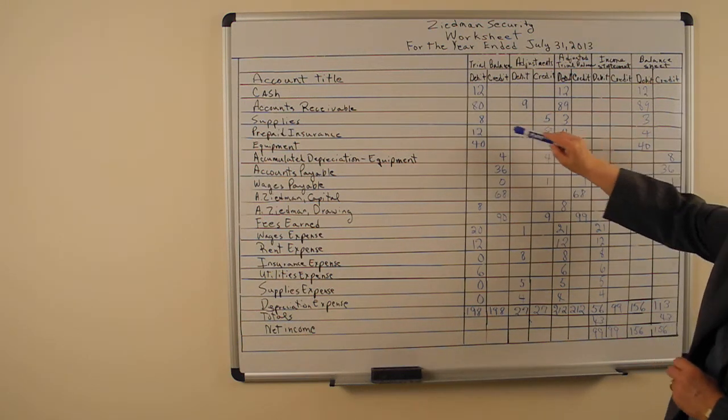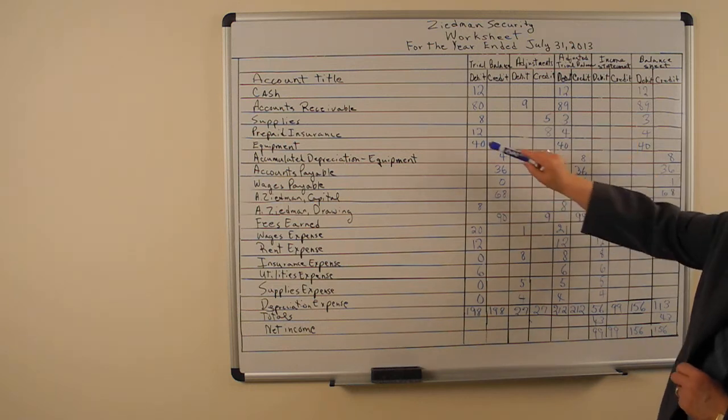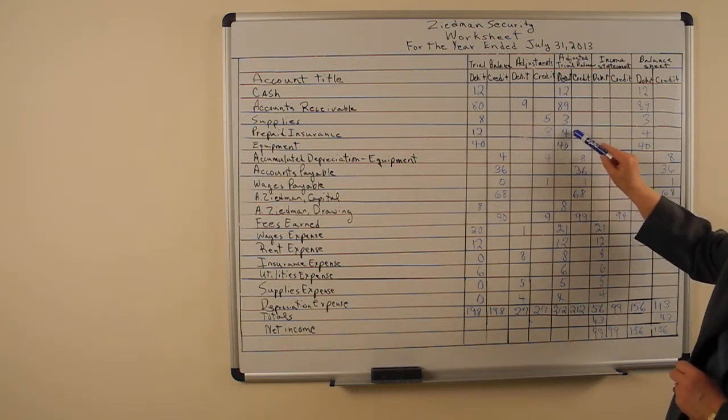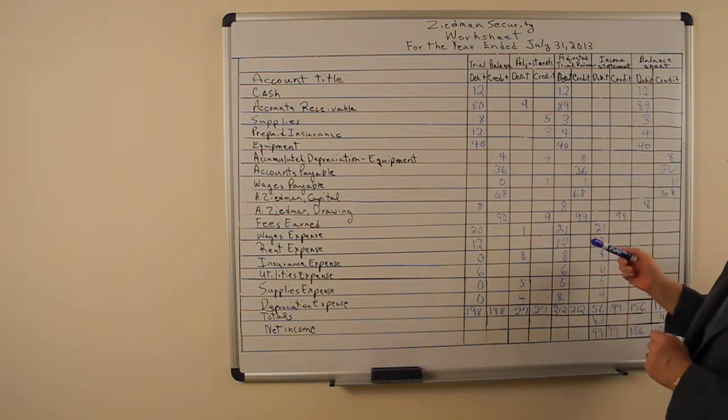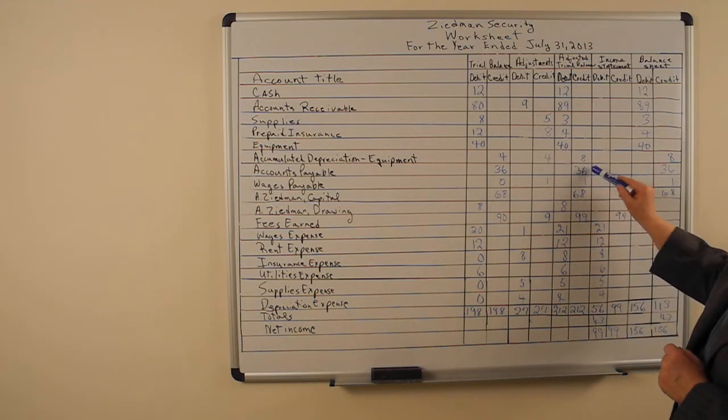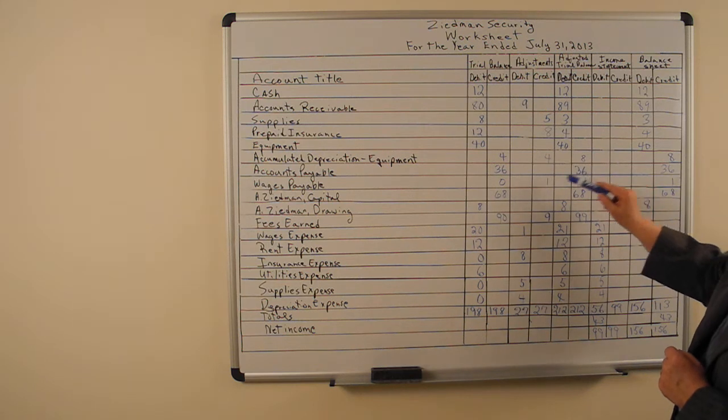Here we have 8 minus 5 is 3. Here we have 12 minus 8 is 4, because see, you've got a debit credit. So you're going to make that adjustment as you go across. No change in accounts payable.